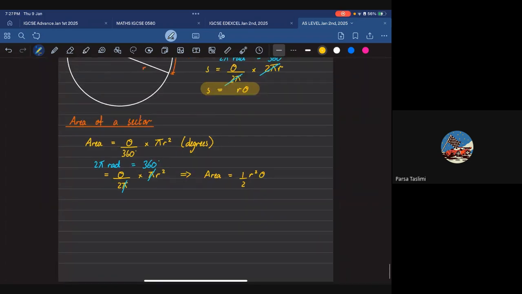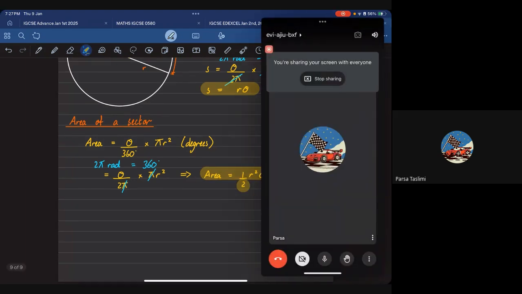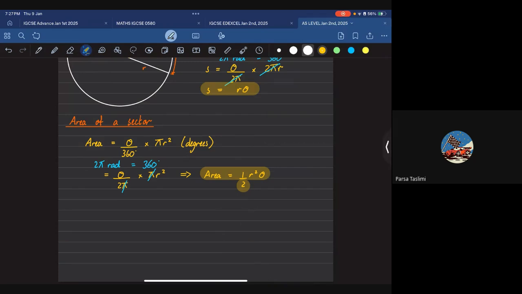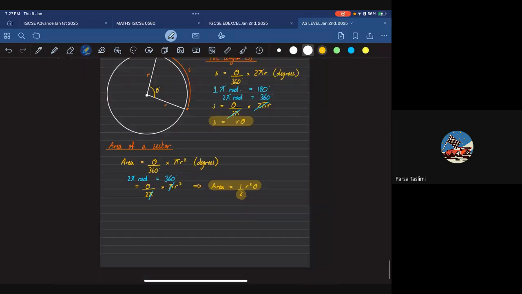Clear, Parsa? Any issues with this? No, sir, no issues. Perfect. Keeping this in mind, let's continue. So that is how you find the area of a sector in radians.